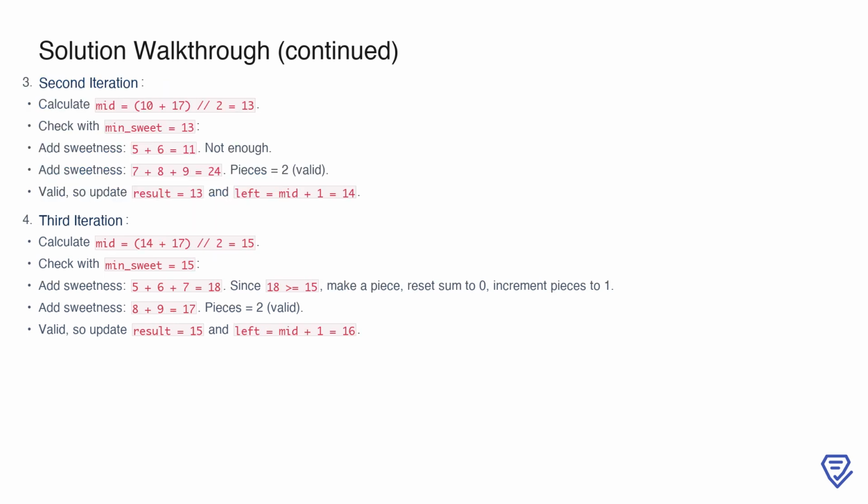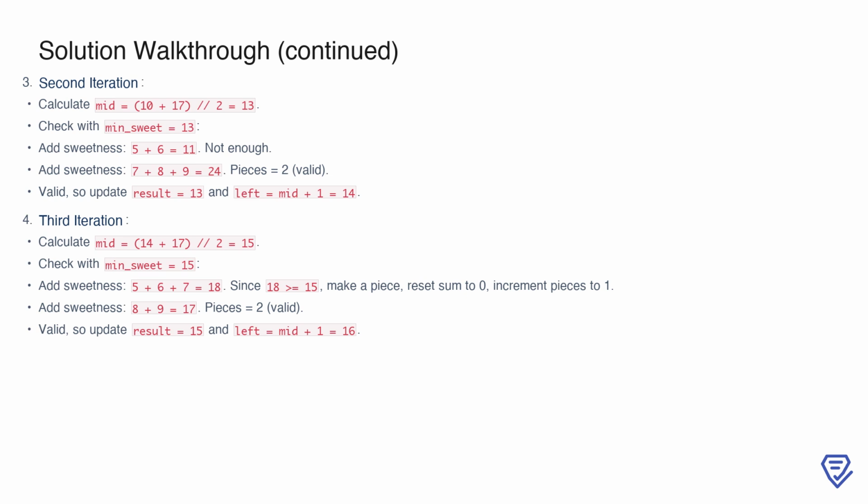In the second iteration, the midpoint is calculated as 13. Checking with a minimum sweetness of 13, we add the first 2 elements, 5 and 6, resulting in a sum of 11, which is less than 13. We continue by adding the next elements, 7, 8, and 9, resulting in a sum of 24, which forms a valid piece. This gives us 2 valid pieces, so we update the result to 13 and adjust the range by setting left to 14. In the third iteration, the midpoint is 15.